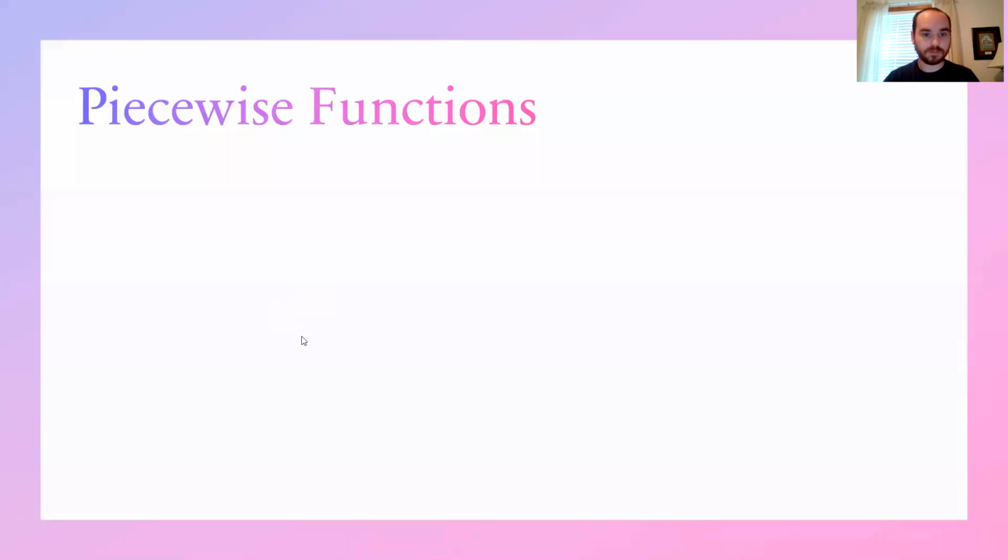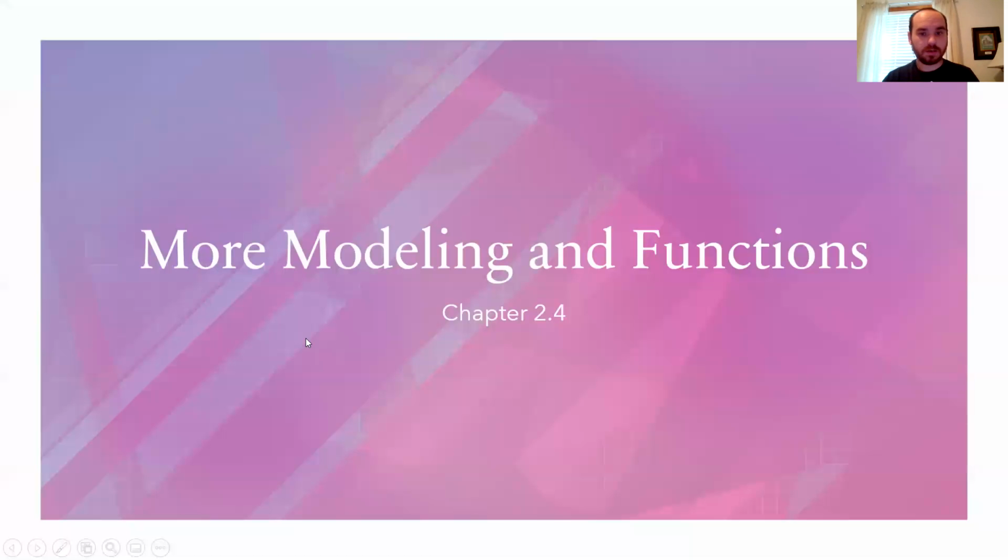All right, so today we are going to talk about, well, not that yet, more modeling and functions. So this is chapter 2.4 in your textbook. It's primarily review. There are a couple of new things that we're going to talk about, but for the most part, it's pretty similar to stuff we've already been doing. So hopefully this won't be too long or too terribly difficult.